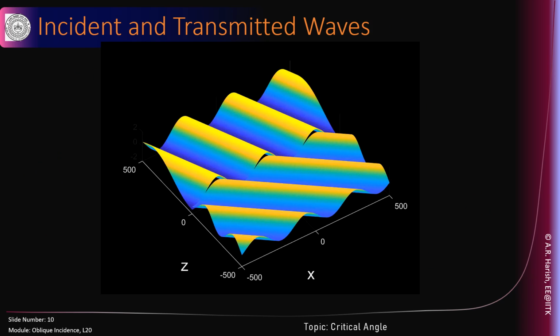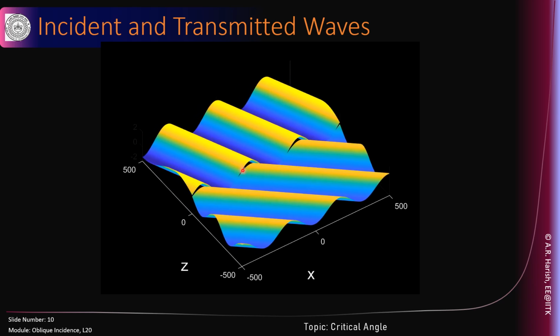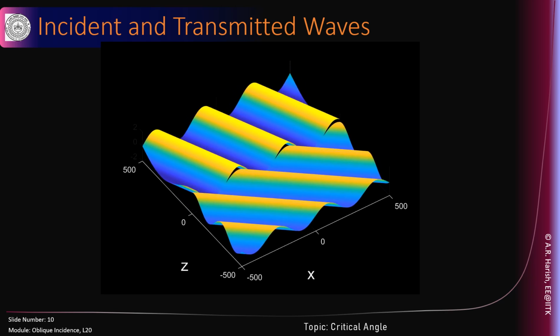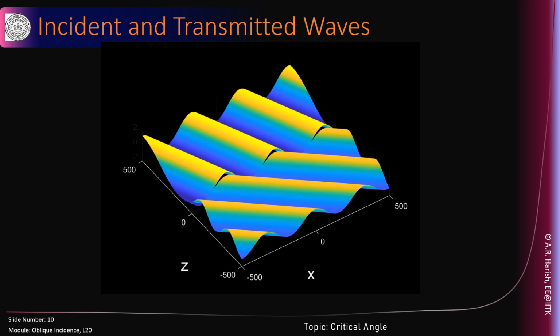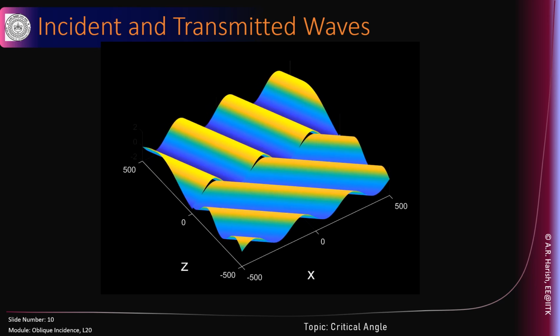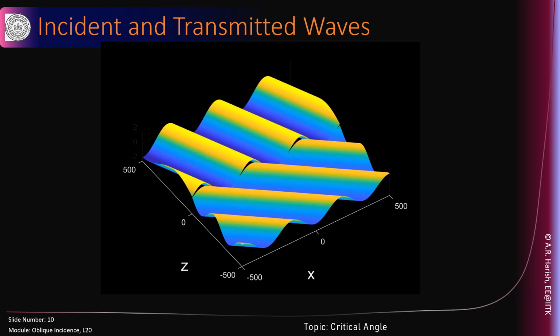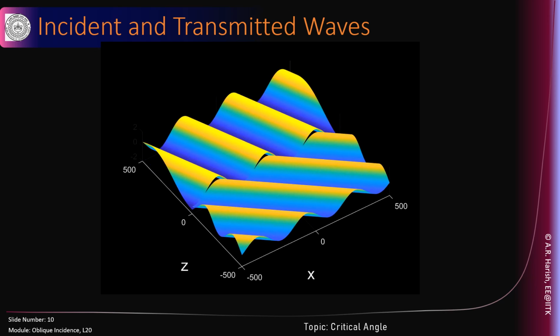Let's look at some images. This shows the picture of a wave incident at some angle, and the interface is here, and some portion is getting transmitted. If you notice, it doesn't satisfy the boundary condition. You can see that there is some gap here. There is no continuity of electric field. So in order to handle this problem, what did we do? We assumed a reflected wave.